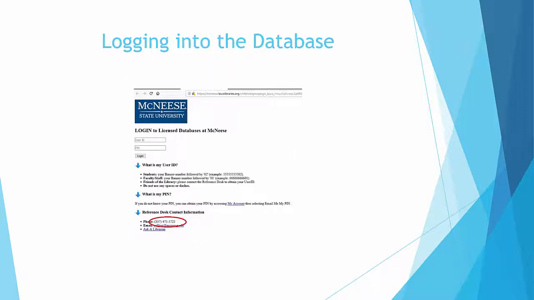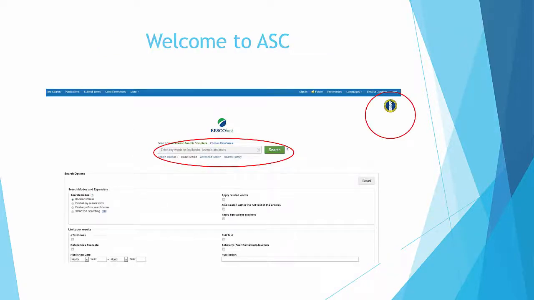Your user ID is your banner number followed by 02. Your PIN is generated by the library computer system. The easiest way to obtain your PIN is to contact the Public Services Department at area code 337-475-5725. When you see the database homepage, please be sure you see the McNeese State University logo in the top right. This ensures you are accessing our subscribed content.